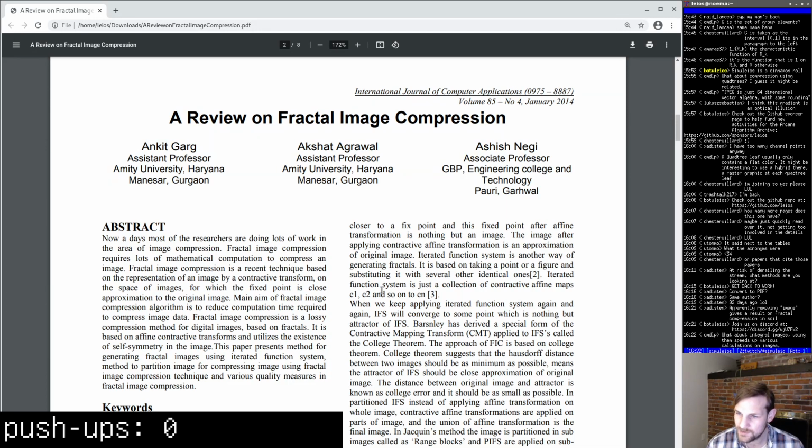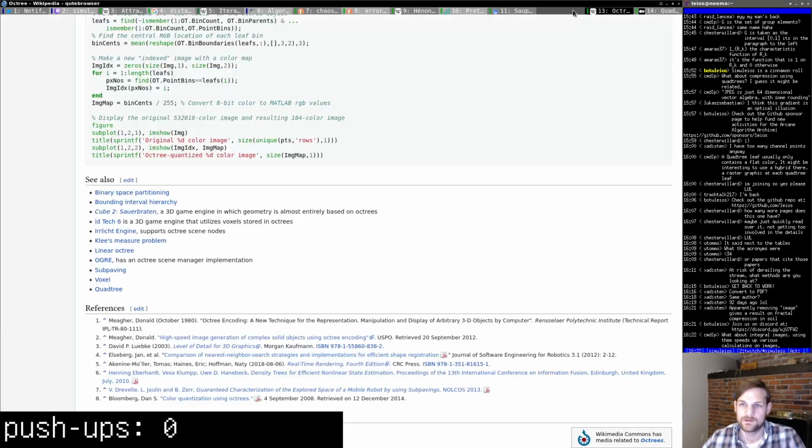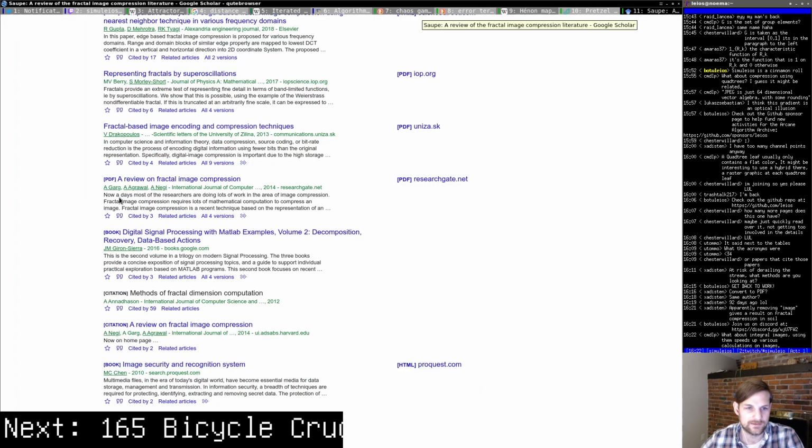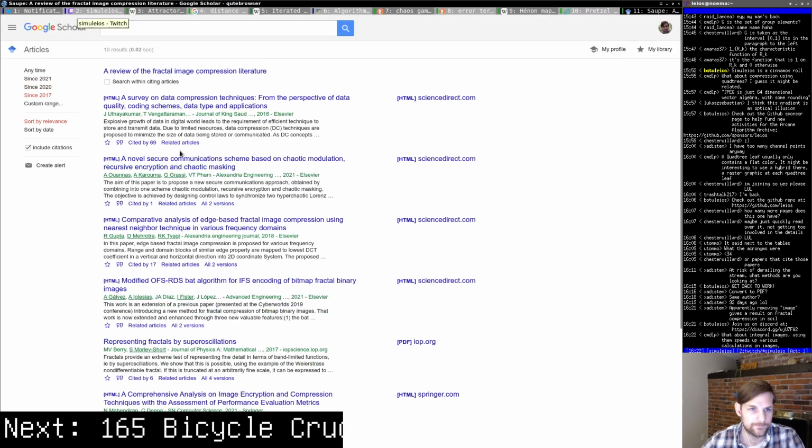What about integral images? Using them speeds up various calculations on images. What are integral images, actually? Could you link me something that I can look into? Okay. So let's remove that, and let's see. A review on fractal image compression. Let us see if there's anything from 2017 and onward. Perfect.